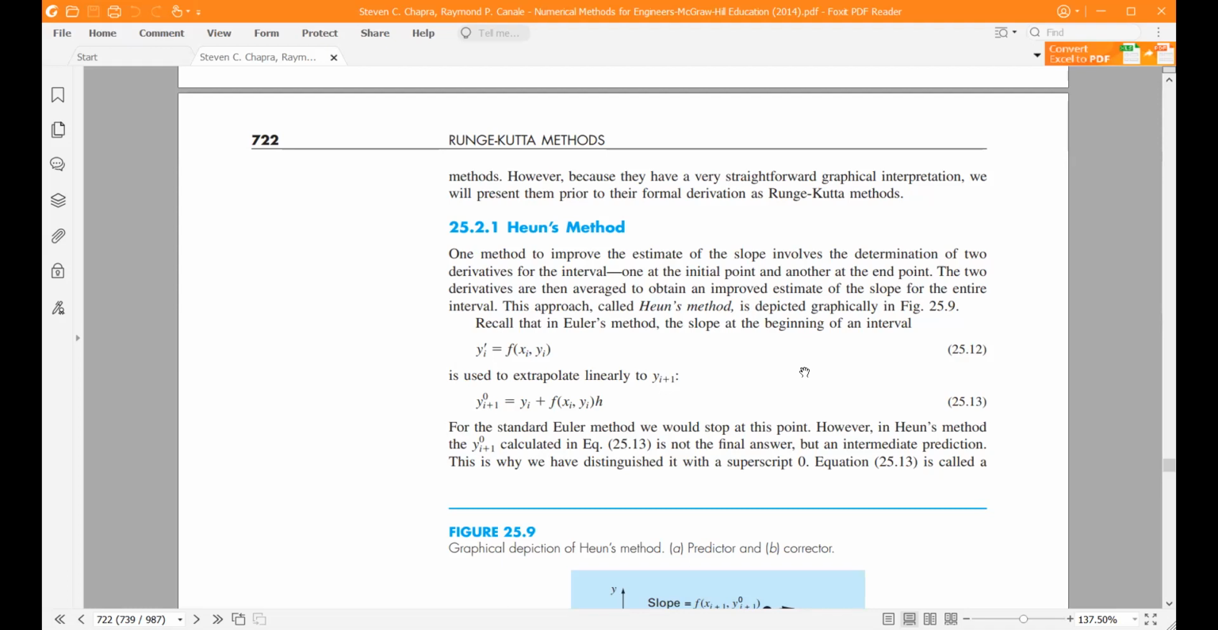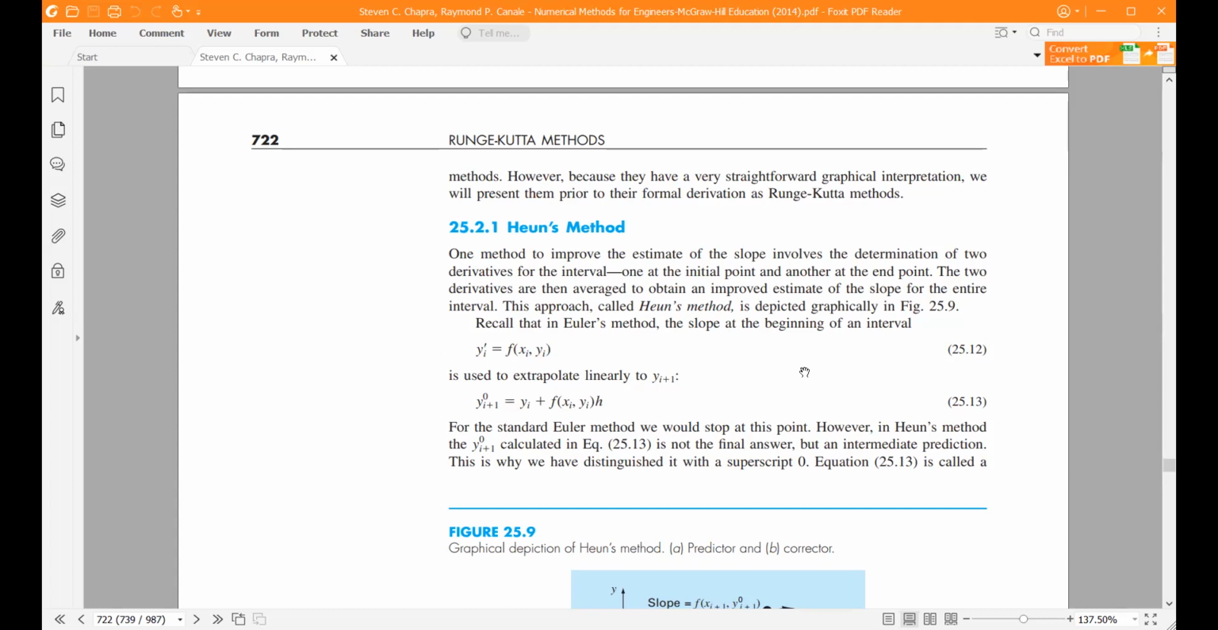And in the Huygens method, this incremental function, the slope, is calculated at two points, one at the beginning, another at the end point of a particular interval. Then the average value of this slope is taken as the value that is assumed to remain constant within the interval. That means your slope is calculated at the beginning, your slope is calculated at the end, and these two slopes are averaged. Then this average slope is assumed to remain constant within the interval of calculation.